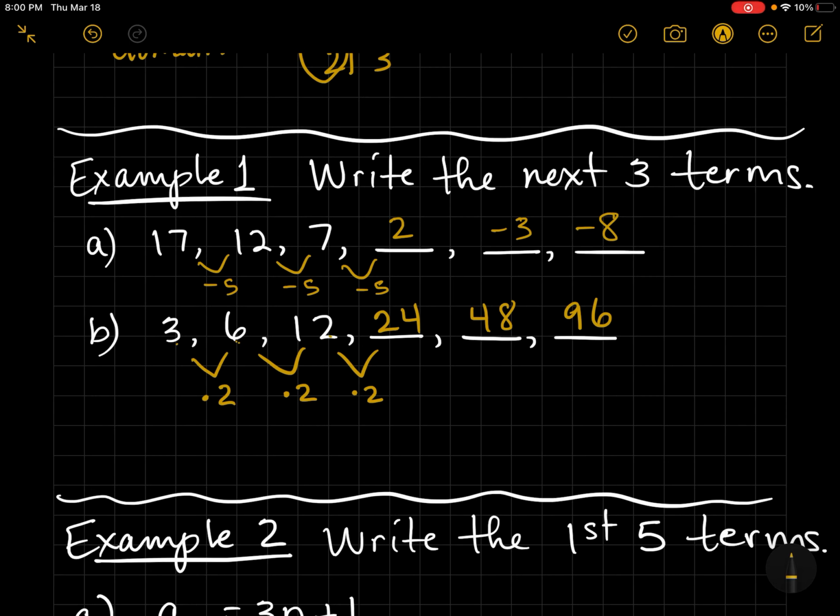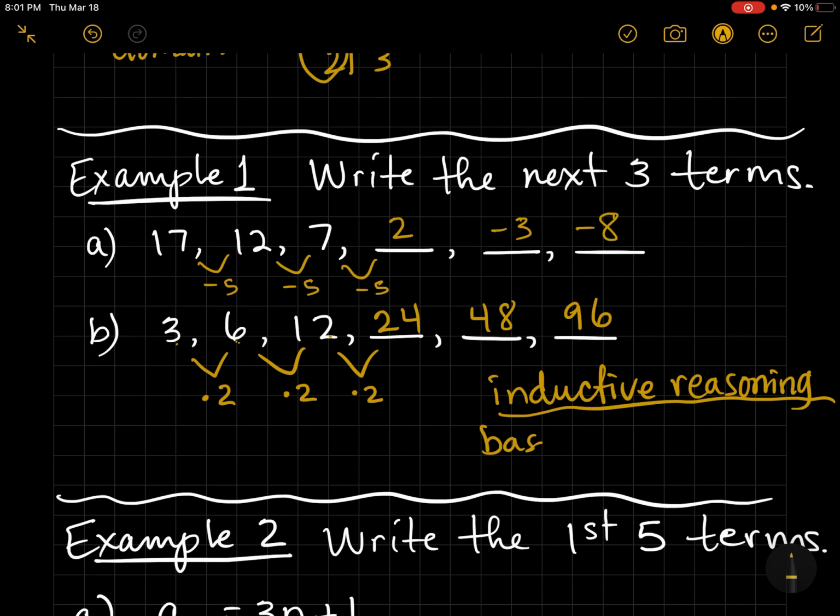Now, I don't know if you remember this from geometry, but what we just used here is called inductive reasoning. And hopefully that sounds familiar. Inductive reasoning is just based on patterns or observations. So we used inductive reasoning here.